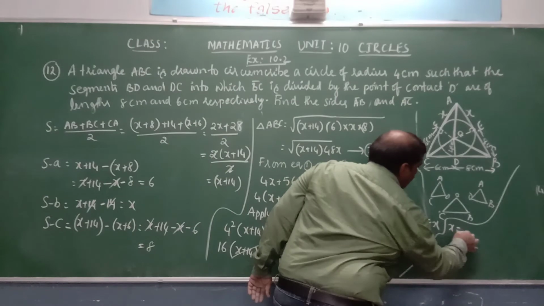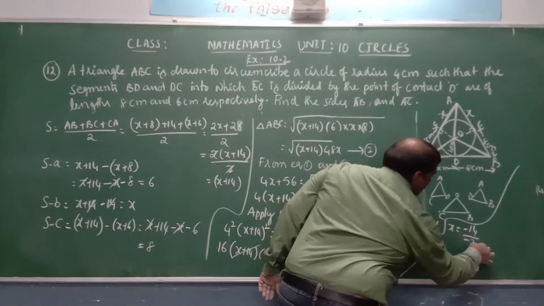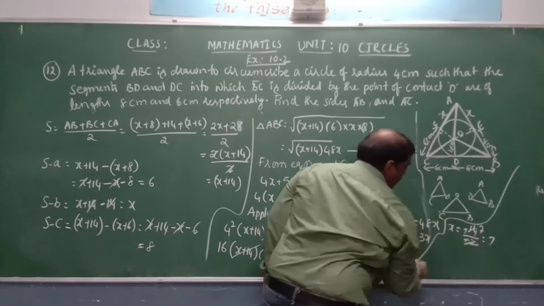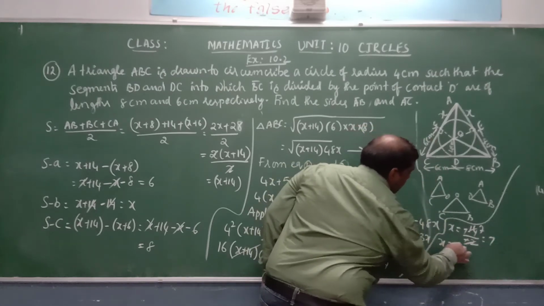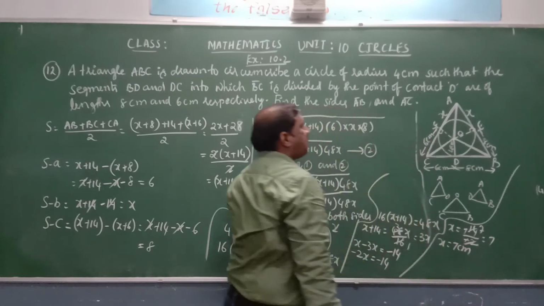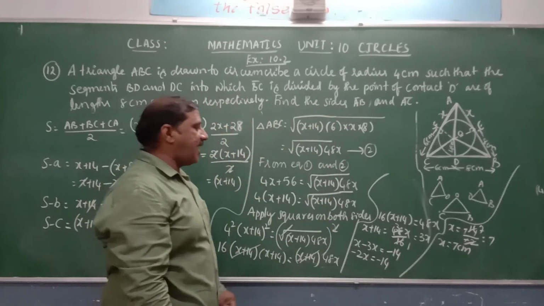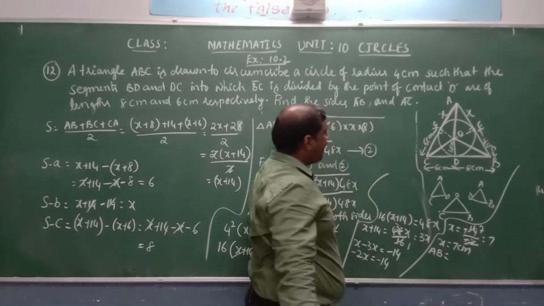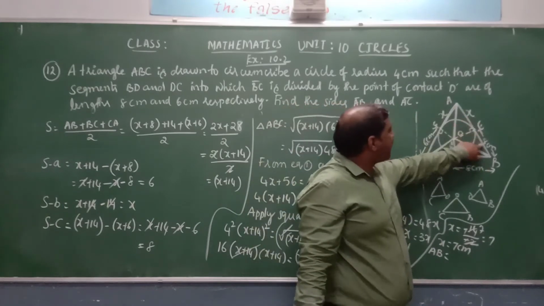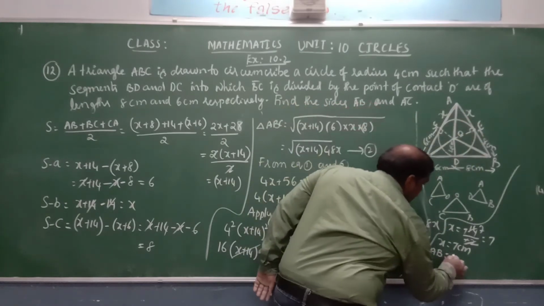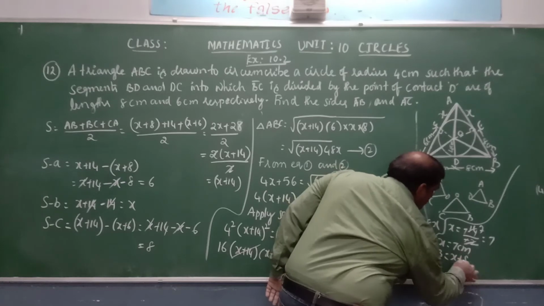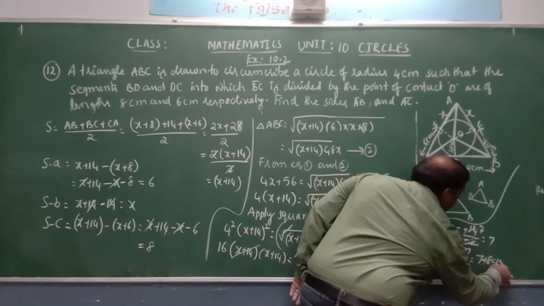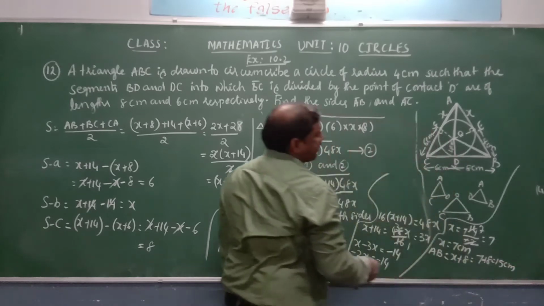Then minus 2x, transpose to the other side, it is multiplying, therefore it divides. x is equal to minus 14 divided by minus 2. 2 ones are 2, 2 sevens are 14, minus minus cancel, we get 7. So x is equal to what? 7 centimeters. Finally, what we have to find? AB and AC. AB is equal to x plus 8, that is 7 plus 8, which is equal to 15 centimeters.